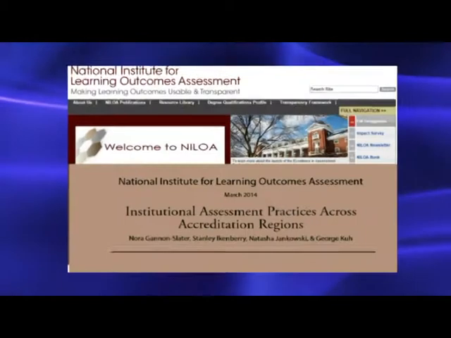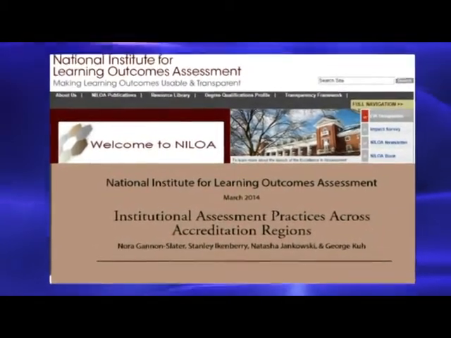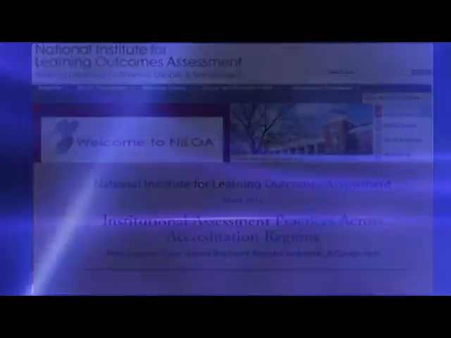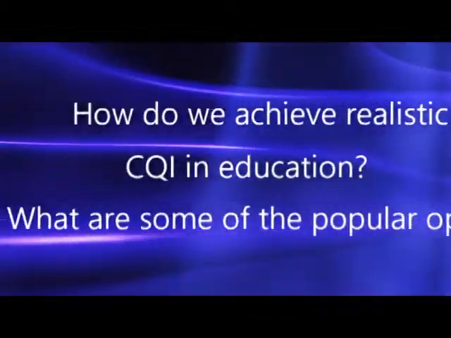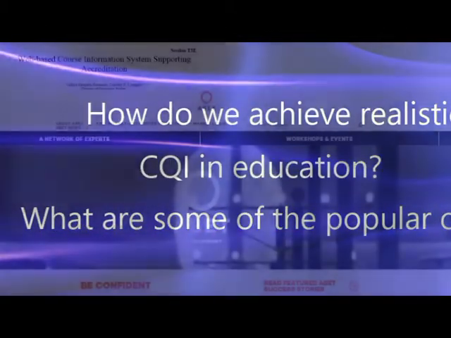Now another NILOA work, with Slater, Ikenberry, Jankowski, and co. in 2014. Some of the authors are keynote speakers in this conference. The same finding: that the prime driver of student learning outcomes assessment is regional accreditation. Now where is this taking us? How do we achieve realistic CQI?